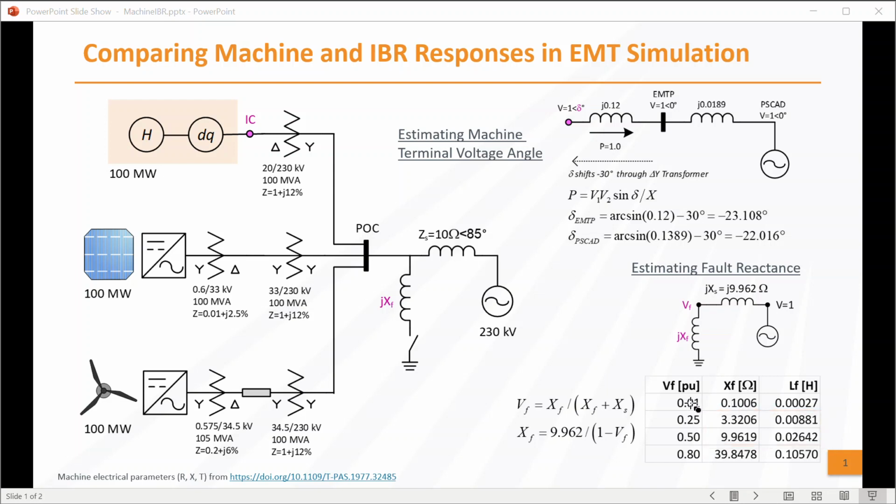And as you can see, if we want a higher retained voltage, the reactance in that bulb is going to be higher. But for now, what we're interested in for 50% retained voltage is either 9.96 ohms or 26.42 millihenries.